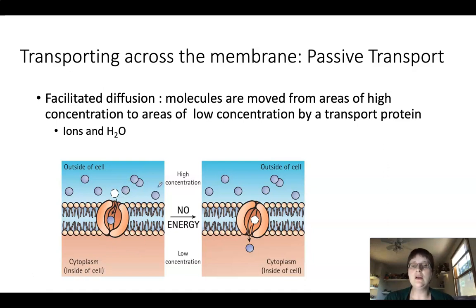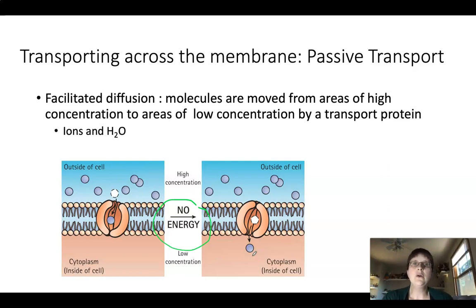And so there's no energy involved. You can see no energy. They're just going to open up and let those molecules through. So no power needed. They just allow the material to come through to the other side.